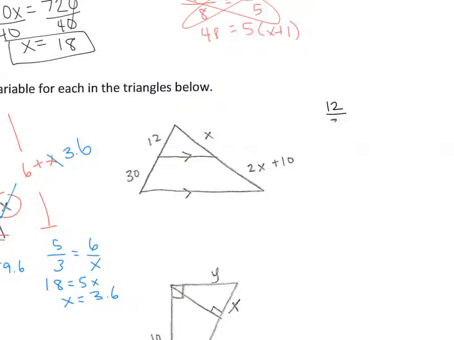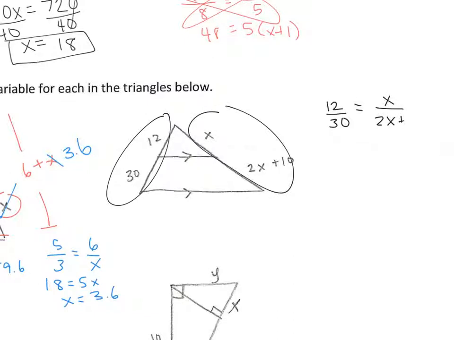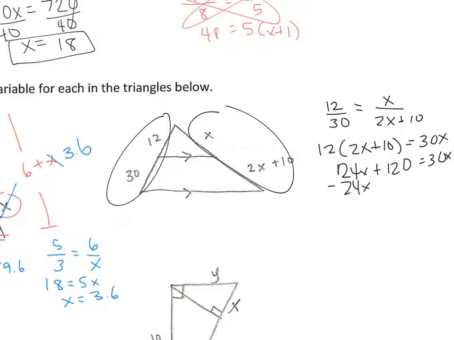12 is to 30. So this is two parallel lines, so I'm going to do the proportion as x is to 2x plus 10. So when I cross multiply, I get 12 times the quantity 2x plus 10 equals 30x. So 24x plus 120 equals 30x. Subtract 24x, 120 equals 6x, x equals 20 is my answer.